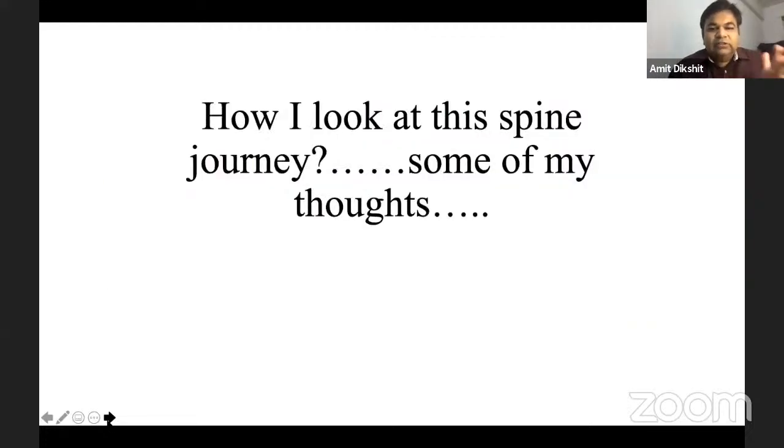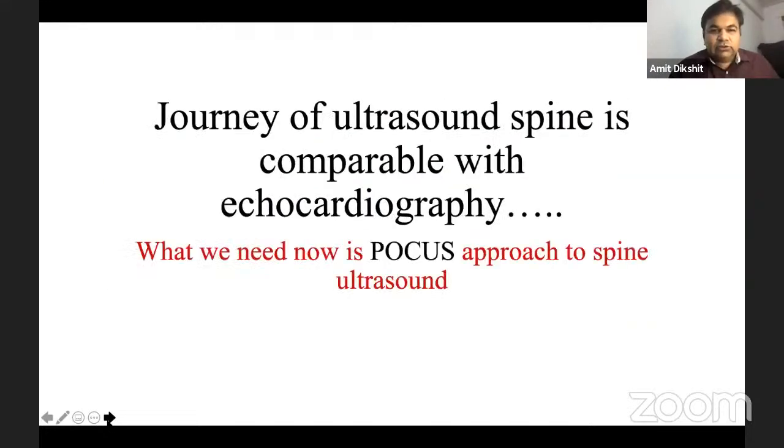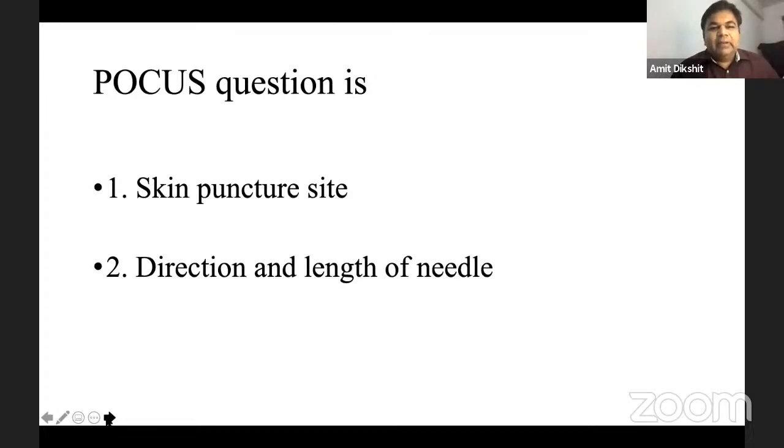So how I look upon this journey, some of my thoughts. What I'm seeing is there is a good amount of terrific literature on ultrasound of the spine, comparable with echocardiography. What we need now is probably a point of care approach. We need not go into greater details of everything. We just need one simple question and a simple answer. So we have to develop this focused approach.